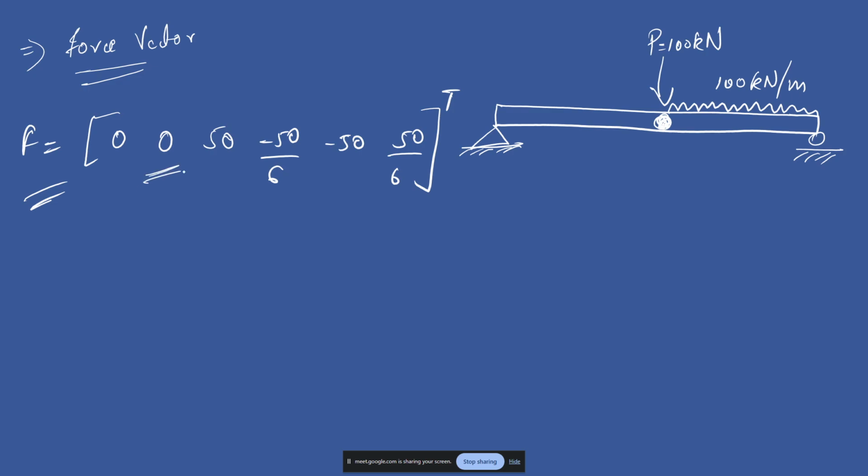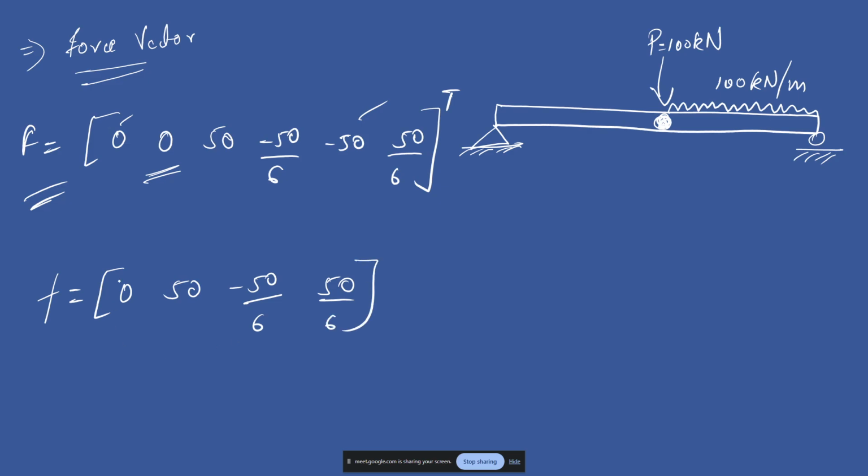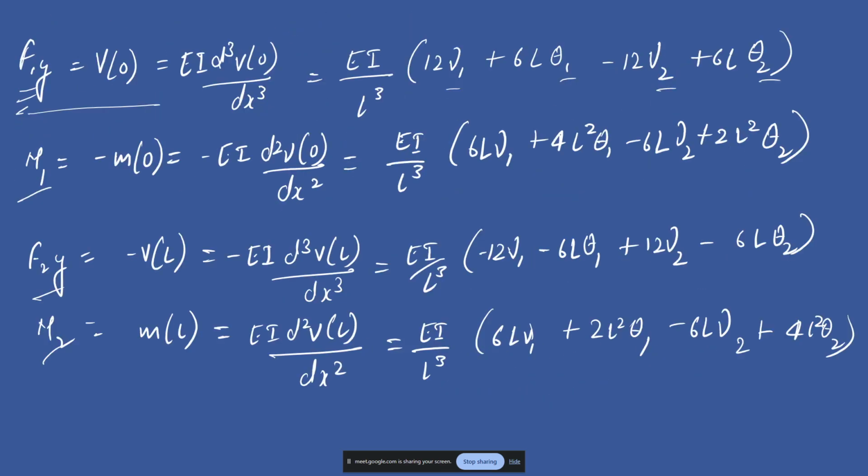Now as we already know, we'll be having the corresponding responses as 0. So your final force vector which we require from our end is 0, 50, minus 50 by 6. So both this element and this element will get negative, and this is the 50 by 6. So this is your part 3 for the answer.